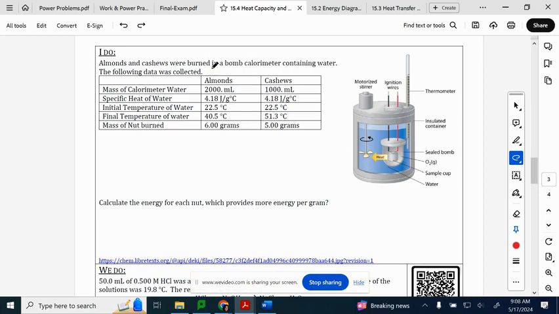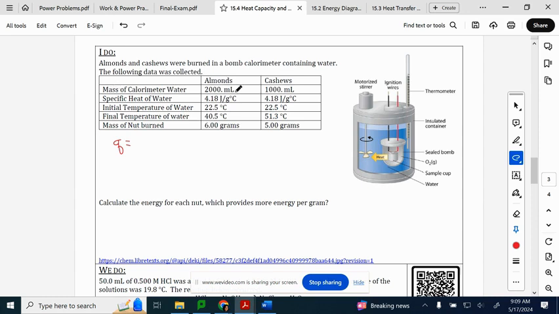So almonds and cashews were burned. The following data was collected. Calculate the energy for each nut and determine which provides more energy per gram. So we know that the mass of our water in our calorimeter was 2,000 milliliters. We have our specific heat of water here. We have our initial amount of grams of water, and we have our final temperature of water. So our water went up in temperature to 40.5. So we are going to figure out how much energy was produced in this reaction. So we had 2,000 milliliters.